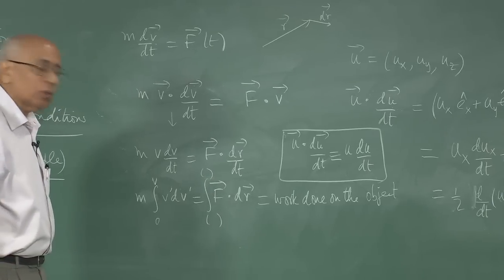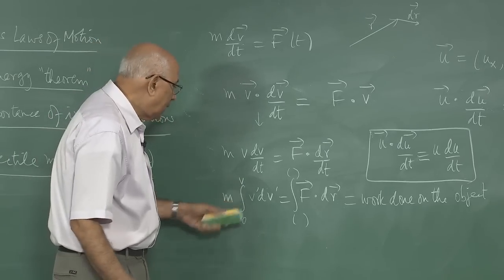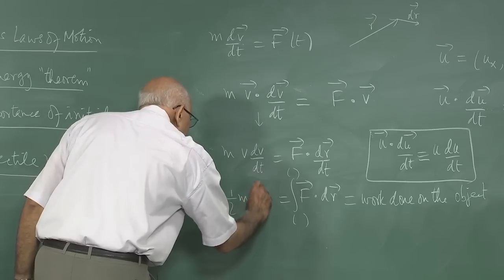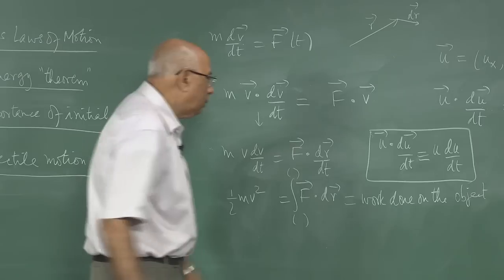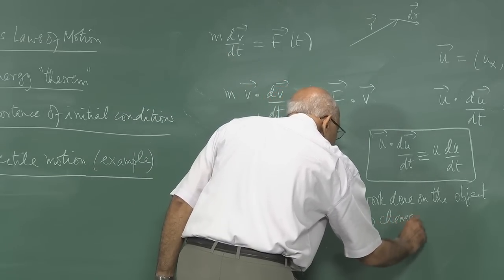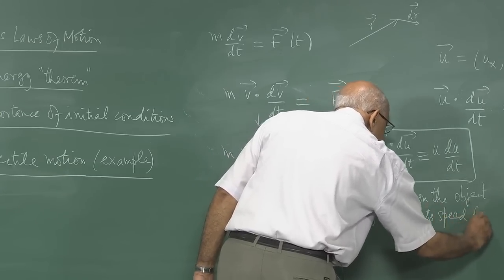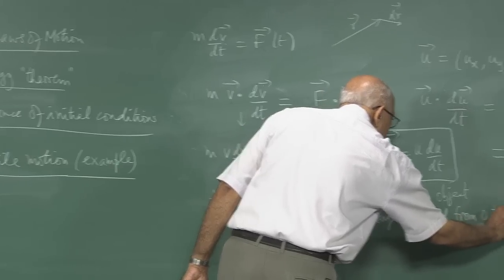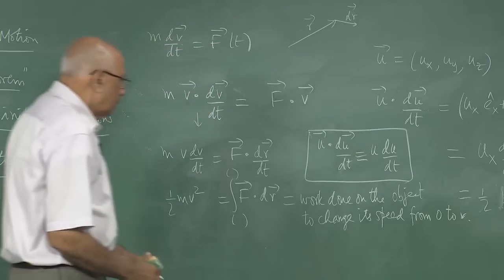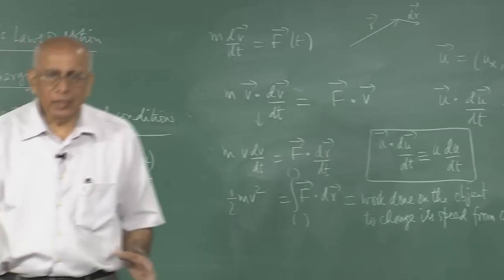to do what? To start it at rest and give it a velocity v, a speed v, and this side is trivial to integrate. This is half mv squared. So it is the work done on the object to change its speed from 0 to v. But that is called the kinetic energy of the body. So we have a definition of the kinetic energy.